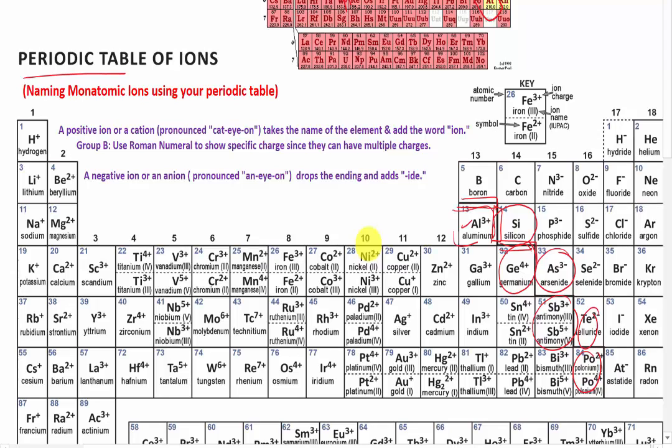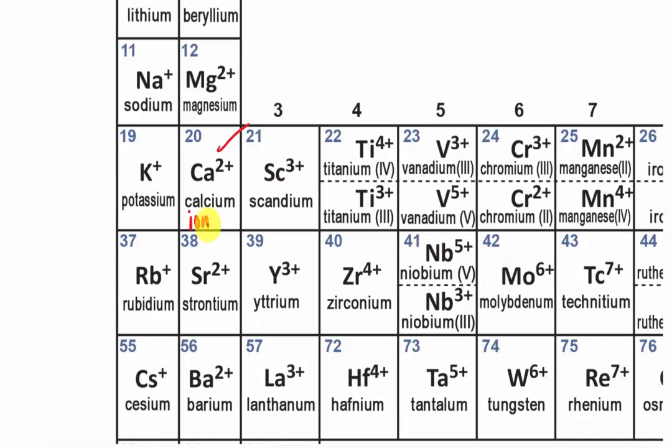The first type of ions we have is a positive ion, or a cation, pronounced cation. It takes the name of the element. That means if an element name is magnesium, the ion's name will also be magnesium. And then we just add the word ion to it. So let's look at an example. We have calcium right here, okay? So calcium is the name of the element calcium. When we are talking about calcium as an ion, we just add the word ion: calcium ion. So calcium ion is the name of the ion for calcium element.